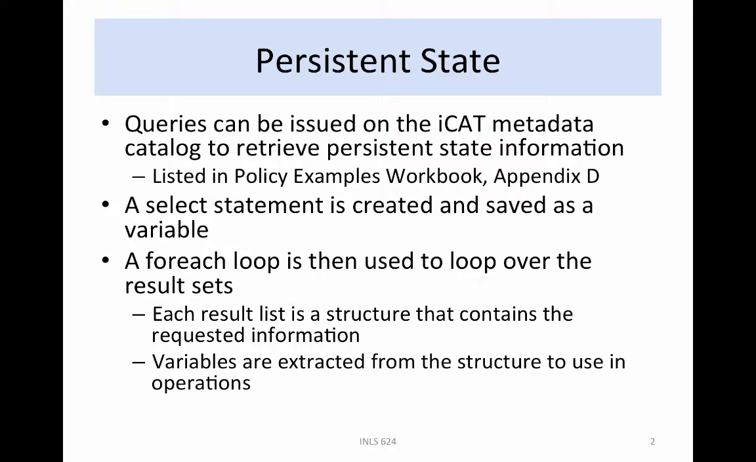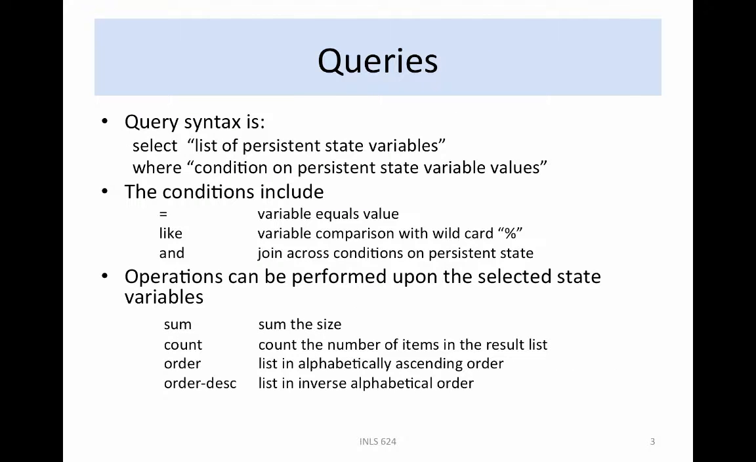The result list elements are structures that contain all of the persistent state information attributes specified in the select microservice. Variables are extracted from the result structure and stored in workflow variables before they are used in operations. Thus, the query is stored in a string workflow variable, and the results from the query are stored in a list of structures. The query syntax is: select, list of persistent state variables, where, condition on state variables.